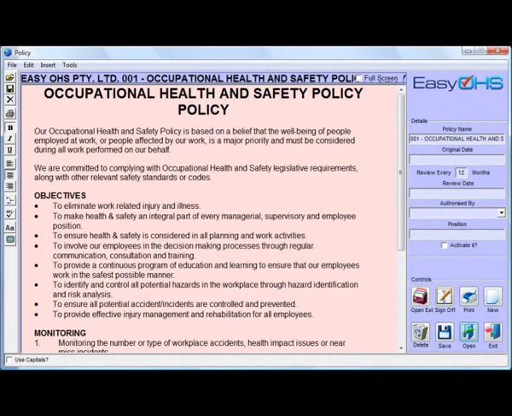Our company has a detailed health and safety policy which is on display in the workplace. This policy basically sets out our commitment to ensure a safe place of work for all our employees, customers and contractors. Please take the time to have a look through the OH&S policy and make yourself familiar with its contents.